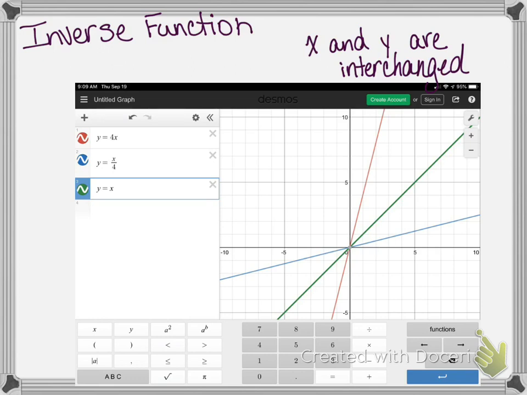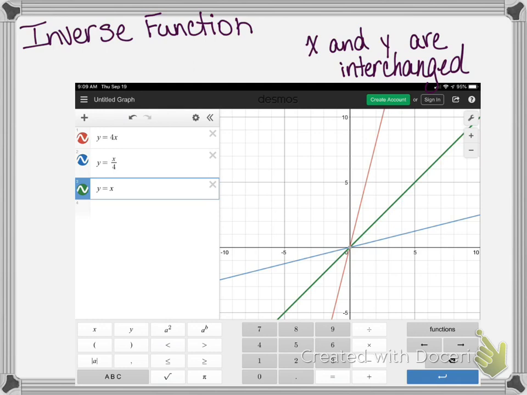If you look at this red line right here, that's my original function. Its inverse function is this blue line right here. The green line is our identity function, and our identity function is what the inverse functions reflect across. And we'll see a lot more examples of that. When I find the inverse of a function, what I have done is I have exchanged the x and the y. So we're going to look at what that looks like right now.